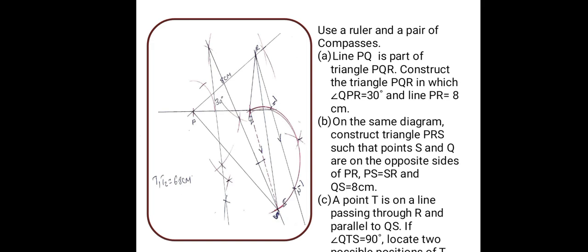PS is equal to SR and QS is equal to 8 cm. C. A point T is on a line passing through R and parallel to QS. If angle QTS is equal to 90 degrees, locate two possible positions of T and label them T1 and T2.